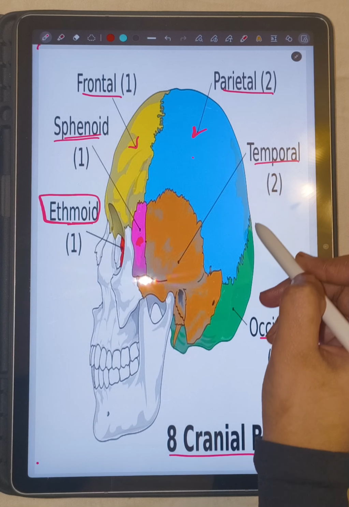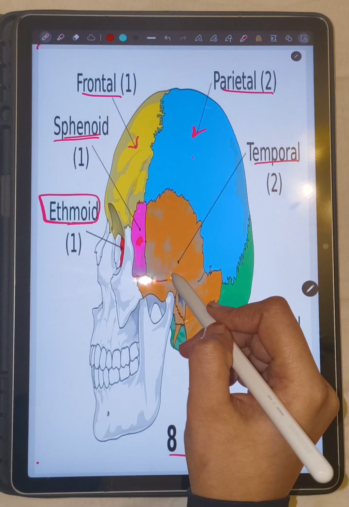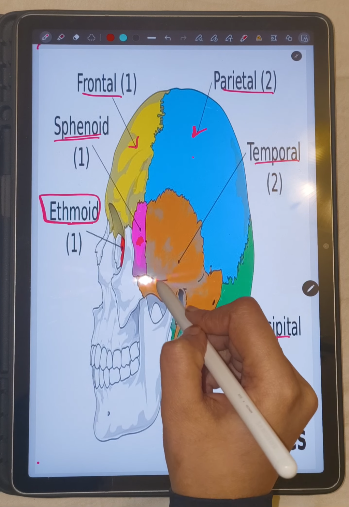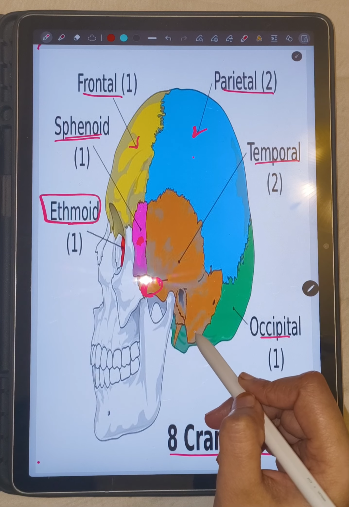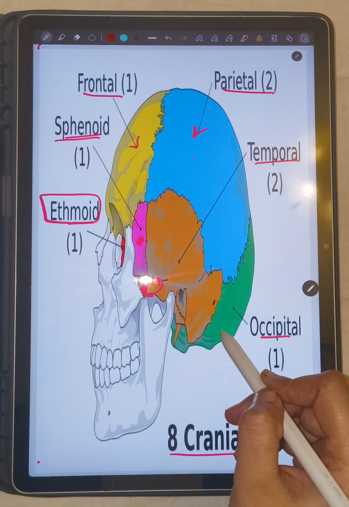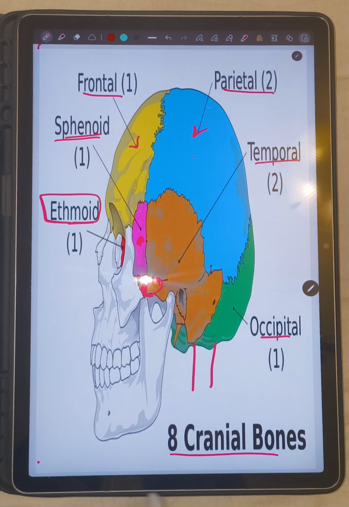Next, temporal bone. Located at the side of the skull near the ear, it protects the brain's temporal lobe, houses structures of the ear, and forms part of the cheekbone. Next one is the occipital. Located at the back base of the skull, it protects the occipital lobe and cerebellum and contains the foramen magnum, the opening for the spinal cord. So these are the 8 cranial bones.